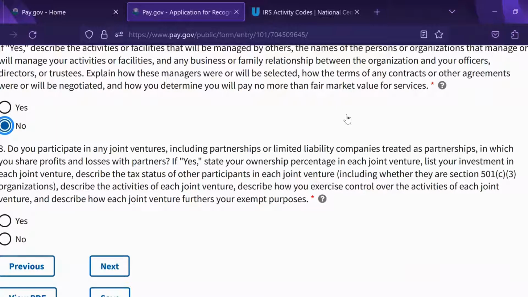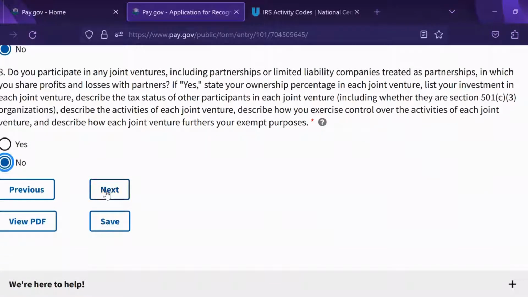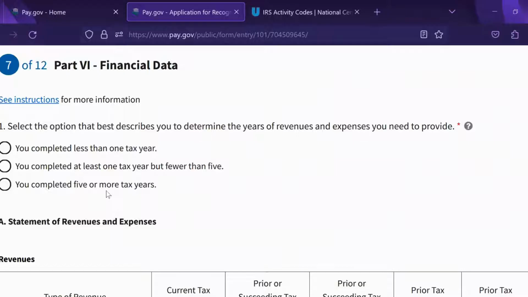Question 8, do you participate in any joint ventures, including partnerships, limited liability companies treated as partnerships, in which you share profits and losses with partners, etc.? We are going to select no because Jane does not. And we are going to select next to go to the next page, part 5, question 7, financial data.